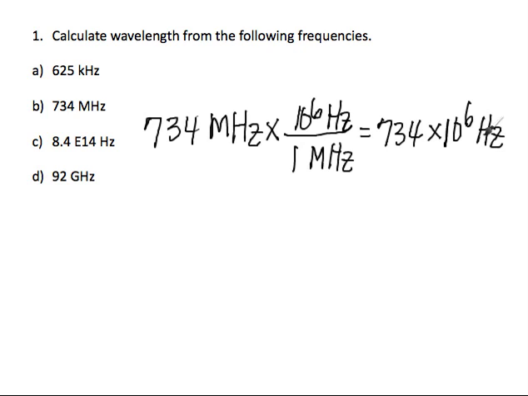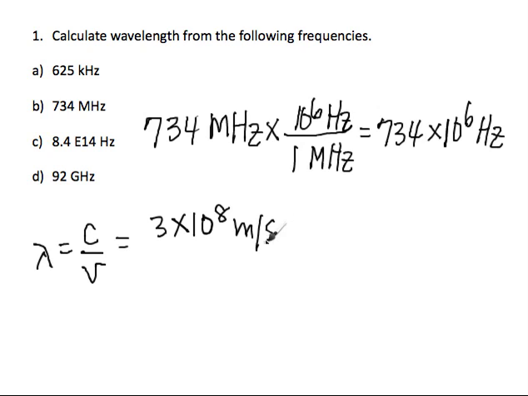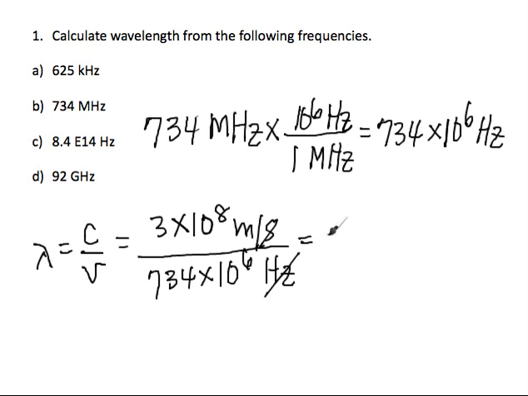So again, using the equation lambda equals the speed of light divided by frequency, we can get 3 times 10 to the 8th, again units meters per second, over 734 times 10 to the 6th hertz. Again, hertz is 1 over seconds, so the seconds can cross out, equals, using a calculator, 0.409 meters. Again, remember to have the units meters.